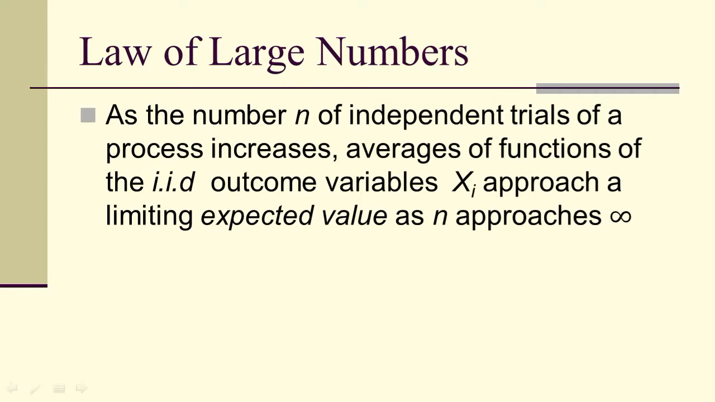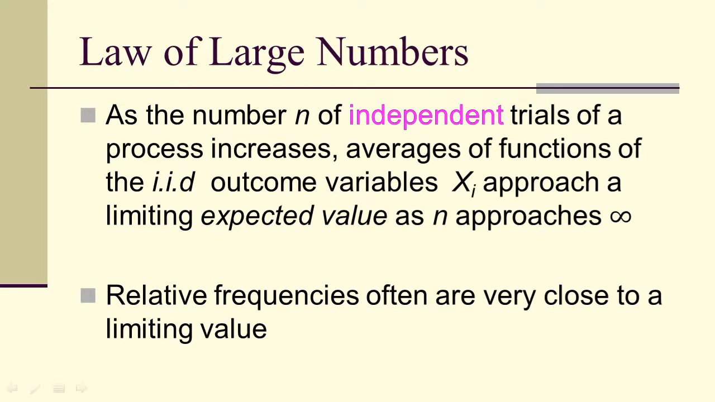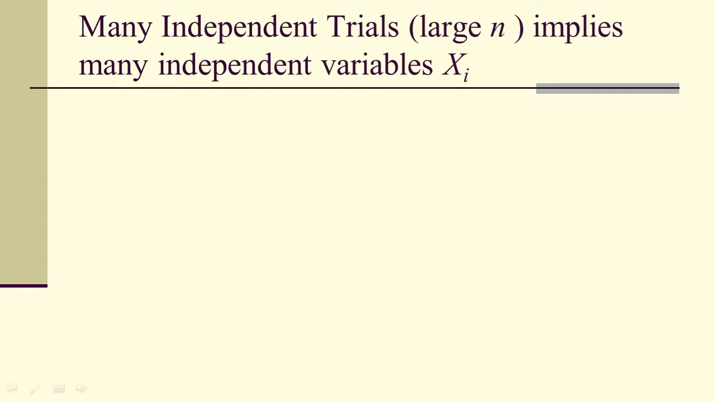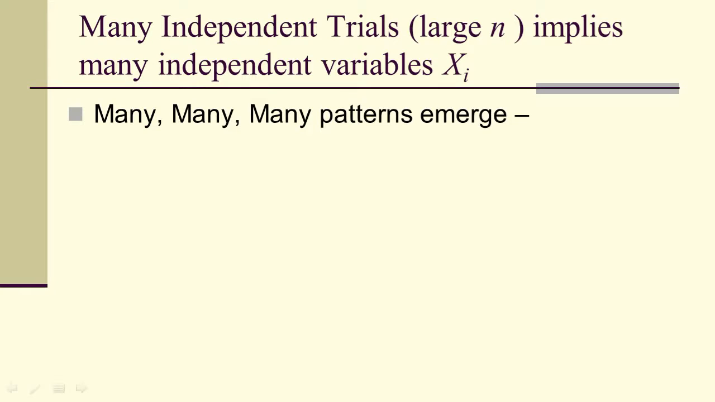The law of large numbers: as the number n of independent trials of a process increases, averages of the independently identically distributed outcome variables x sub i approach an expected value in the limit as n goes to infinity. And notice the key words here, independent trials. Relative frequencies are often very close to a limiting value after only a few thousand trials, as we've actually already seen. Many independent trials implies many independent variables.